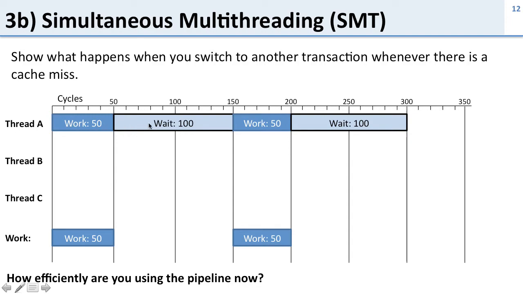Well, thread A looks the way we expect. So it goes ahead, it's going to work for 50, wait for 100, work for 50, wait for 100. So the useful work we're doing is only in these parts. Here's where we're wasting 2/3 of our time.